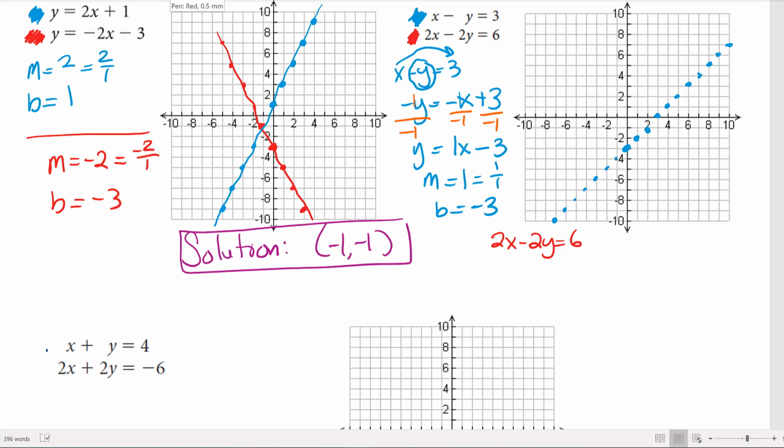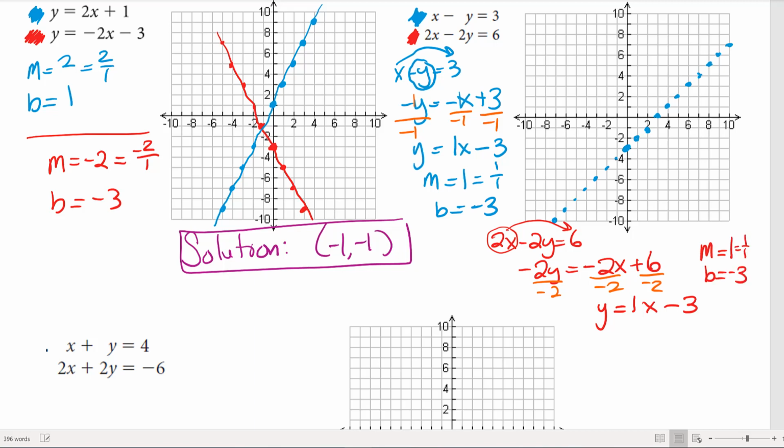I want the y to be by itself, so I'm going to take the 2x and move it to the other side, which leaves me with negative 2y. The positive 2x moves to the other side and changes its sign to be negative 2x plus 6. The positive 6 and the negative 2y didn't change signs because they didn't move. The only thing that moved is the 2x, that's the thing that changes signs. So now I'm going to divide everything by the coefficient, which happens to be negative 2. And this leaves me with y equals, the negative 2 divided by negative 2 is positive 1x. Positive 6 divided by negative 2 is negative 3. So my m in red is 1, or 1 over 1.